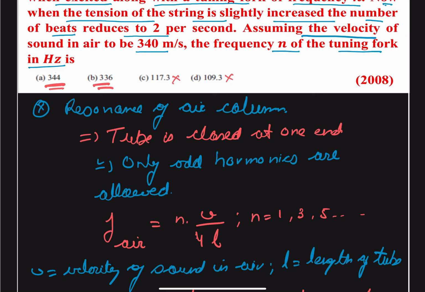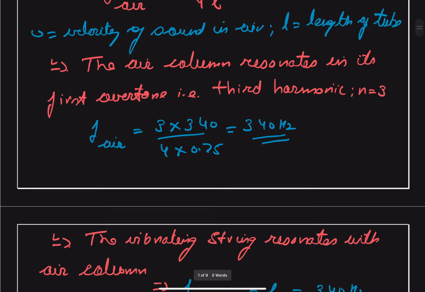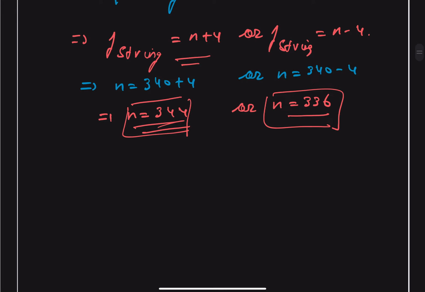Now we are going to troubleshoot and find out whether A will be the answer or whether B will be the answer. For that we are going to do it in two ways. In the first part, we are going to say that the number of beats is reduced to 2 beats per second. This will be helpful in finding out one of the values. So we come to the important part.